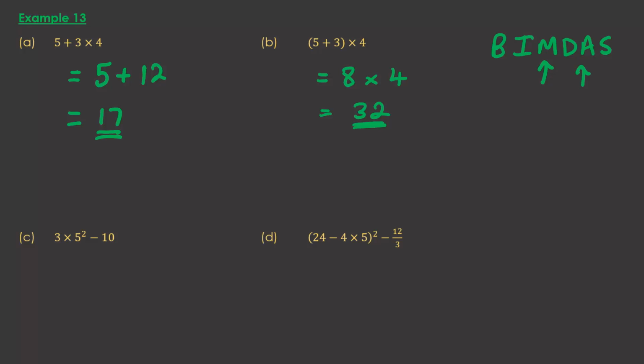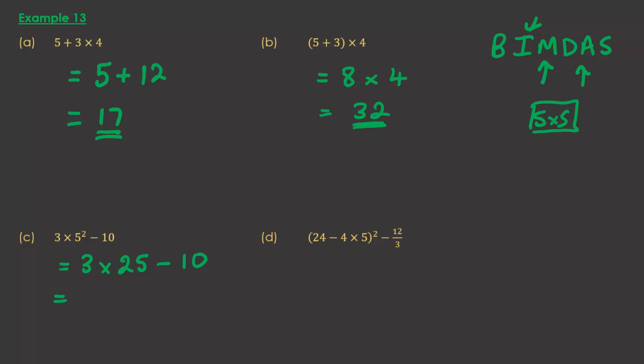If we look at part C, we've got a multiplication, we've got indices, we've got subtraction. Indices come first. 5 squared means 5 times 5. So it's going to be 3 times 25, take away 10. Note that all I've done is the indices, multiplied the 5 by itself.